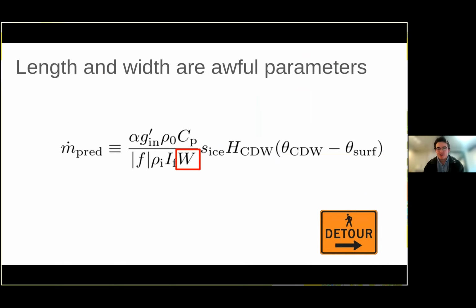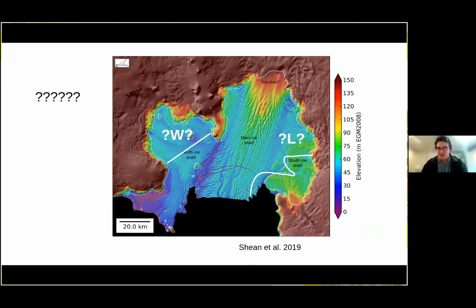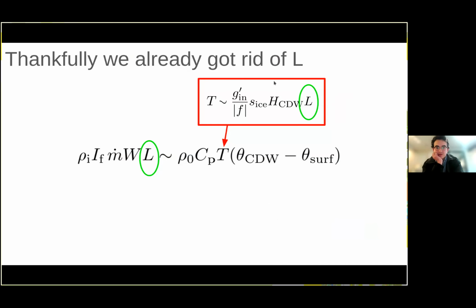Before we go forward and apply the equation, there's one more modification we're going to make, and that's to try to get rid of this width term. So length and width of ice shelf cavities in general are really awful parameters to have if you ever want to apply something to a real cavity. And that's because in the real ocean, in real ice shelf cavities, length and width are not clearly defined and pretty amorphous. Is that a width? Is that a length? Who knows? And so you may not have noticed, but through sleight of hand, we already got rid of length.